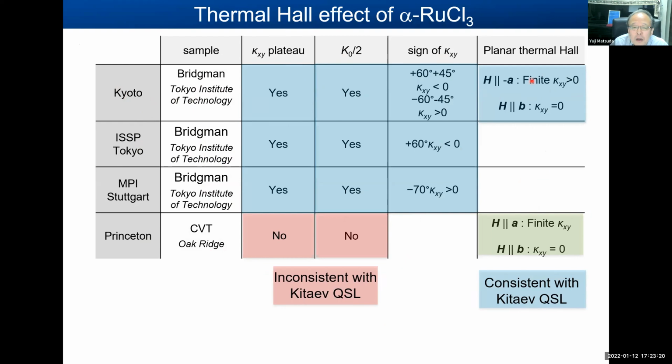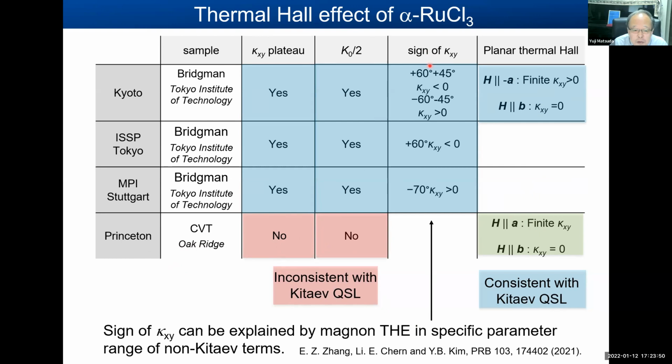But recently, the Princeton group, as talked about by Fang this morning, measured the thermal Hall effect of a crystal grown by the chemical vapor transport method. They observe no plateau and no quantization. They also observe a finite kappa xy in planar geometry, but it is not quantized. But actually, we need to be careful, because the sign of kappa xy can be explained by the magnon thermal Hall effect in a specific parameter range of non-Kitaev terms, as discussed by Yong Baek Kim. But I will discuss this point later.